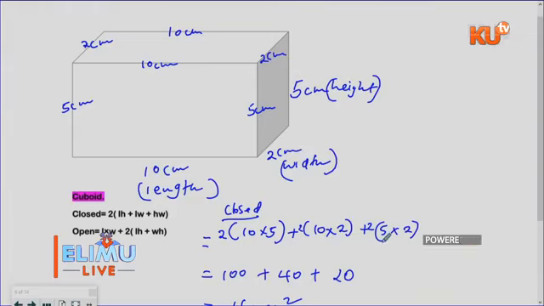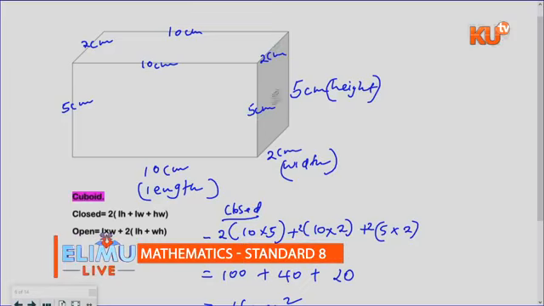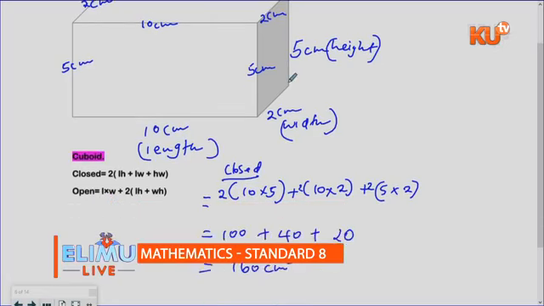And then finally, we have this one here. This one is also a rectangle with measurement 5 and 2. So when you find the area of this, and then you multiply by 2, you'll have worked out the area of those 2 rectangles. So that is how you're supposed to find the area of a closed cuboid.